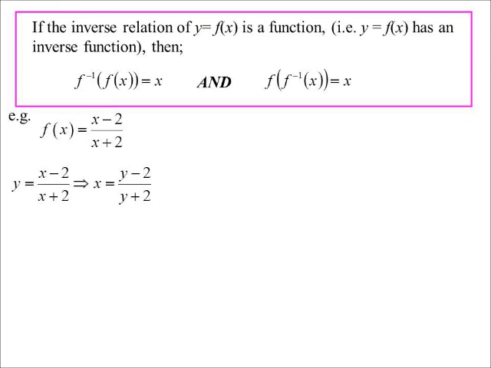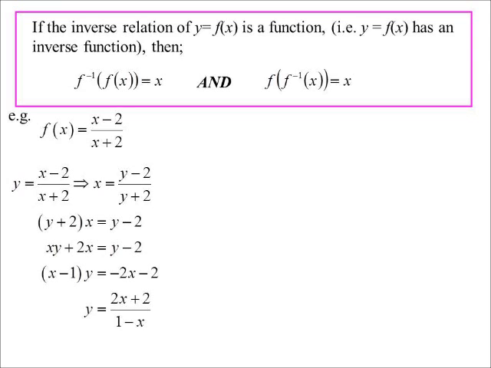Let's work out its inverse function by swapping the x and the y. So it's x equals (y minus 2) on (y plus 2). I want to make y the subject. Bit of algebra to be done, but eventually we get there. There's the inverse: y equals (2x plus 2) on (1 minus x).